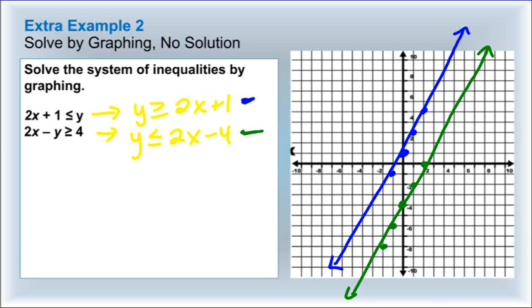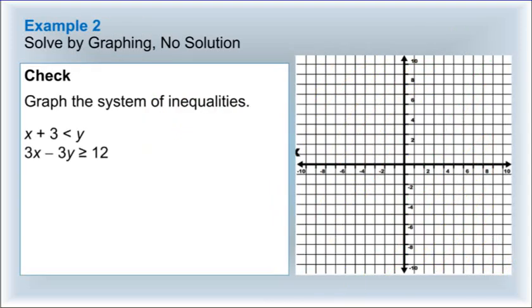Now the shading. For the blue one, it has to be above the blue and below the green. So there's nothing that's overlapping. So nothing shares solutions with the two inequalities.